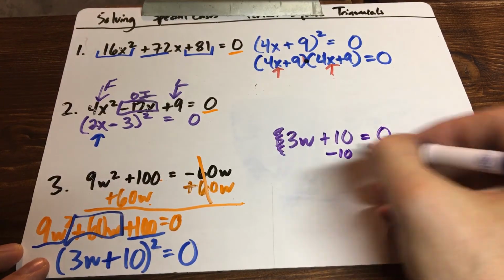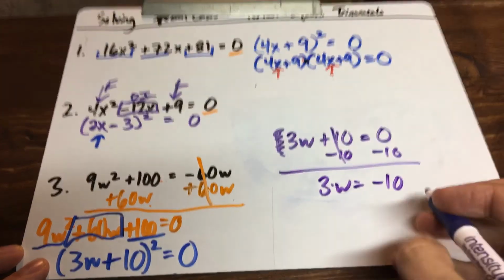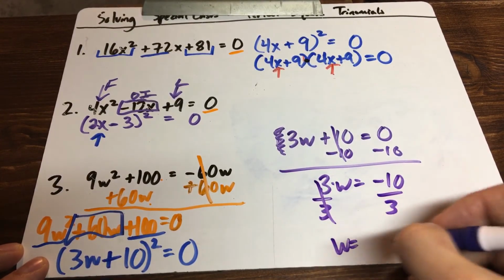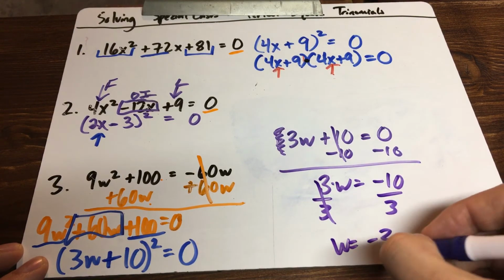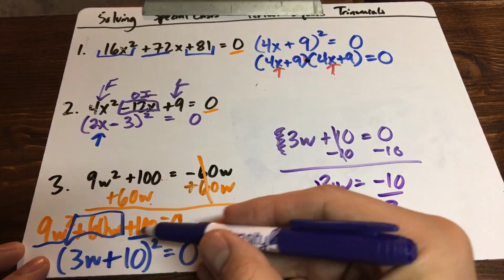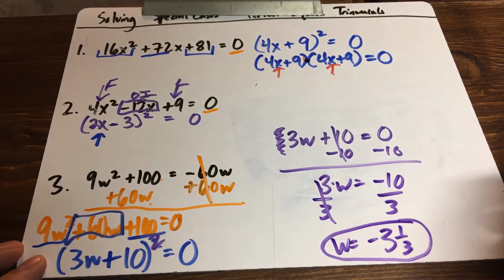If I work this out, I get negative 10 on both sides. 3 times something equals negative 10. And divide by 3. I get w equals negative 10 over 3, which is negative 3 1/3, or negative 3.3 with the repeating bar. Since this is squared, that means both parentheses are the same. So I don't really need that second answer, right?